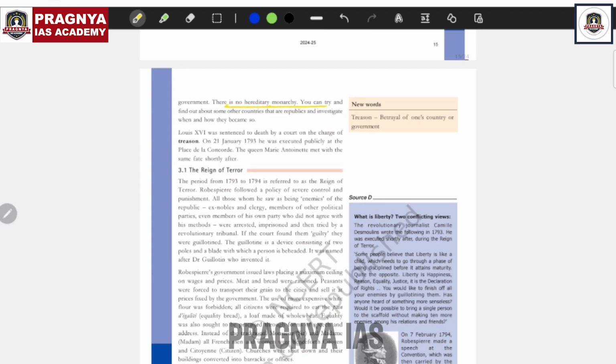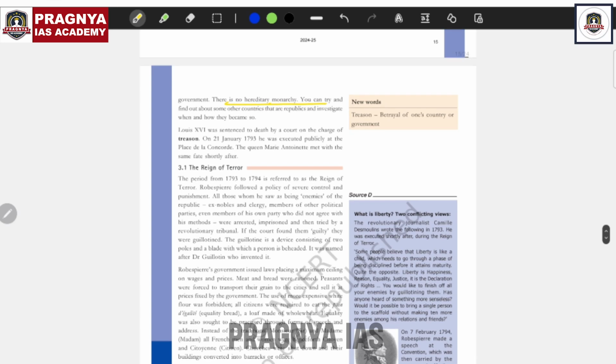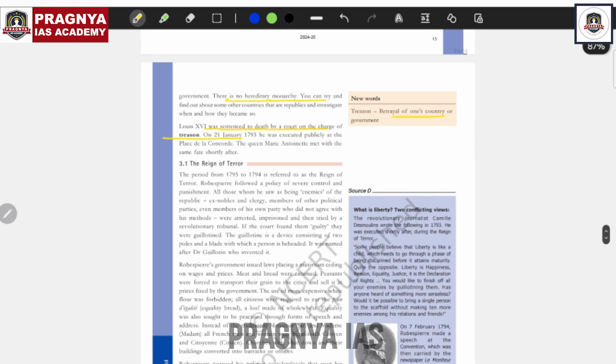Now there is no hereditary monarchy. Louis XVI was sentenced to death by a court on the charge of treason. Treason means betrayal of one's country or government. On 21st January 1793, he was executed publicly at the Place de la Concorde. Okay, the Reign of Terror.